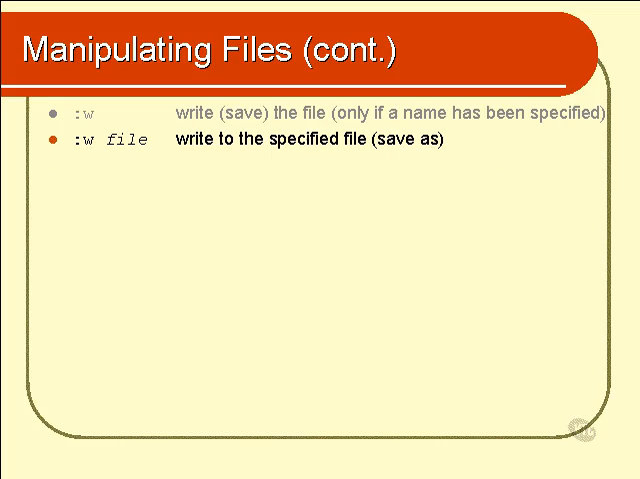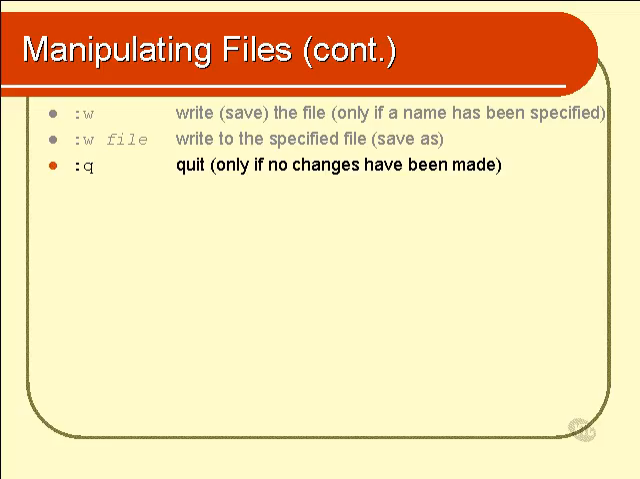Moving on, we've got :Q, which allows you to quit, but only if you haven't made any changes, or the changes that you have made have been saved already, or you've done a :W if you like. So to summarize that, you can only use :Q if there are no outstanding changes yet to be saved. Let's have a look at that.